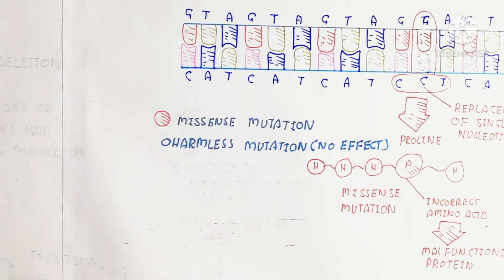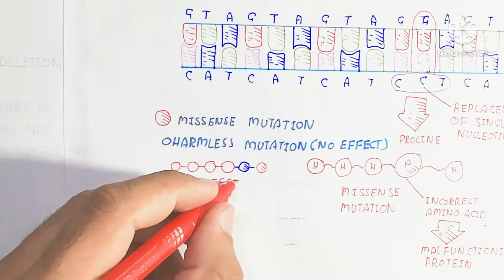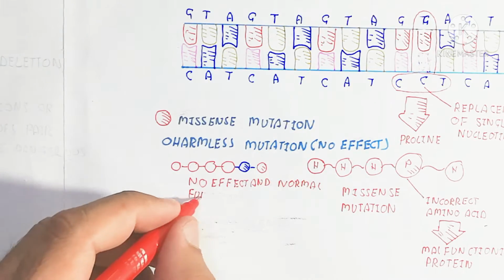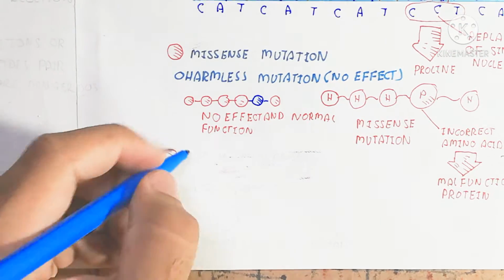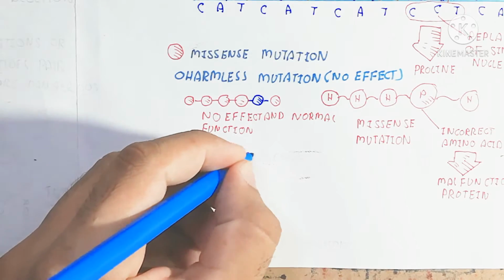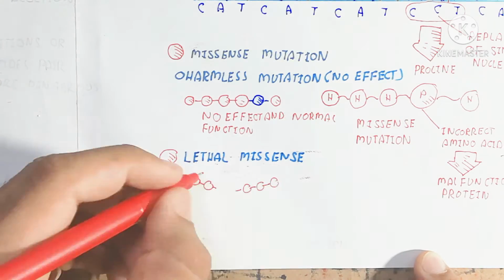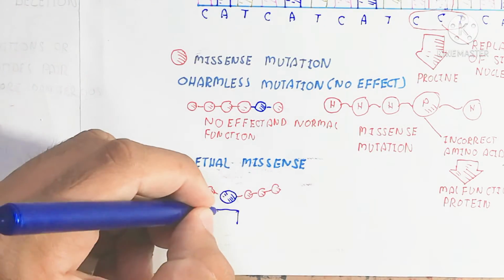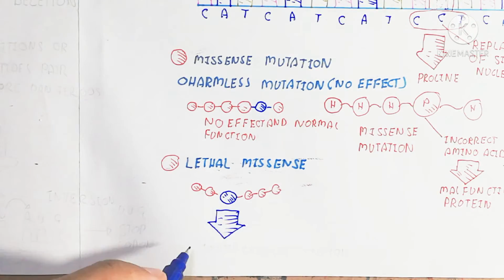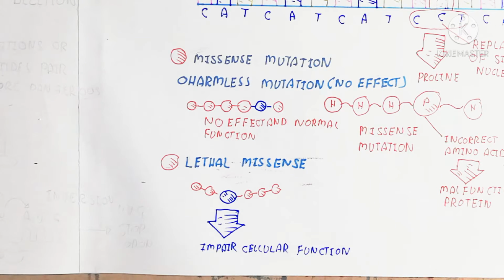It means there is no physiological effect. So the change of one amino acid has no effect and the protein functions normally, either in the cellular or in the structural sense, you can understand. A lethal missense mutation can impair cellular function. For example, the changing of one nucleotide in sickle cell anemia is due to this one. That is a lethal missense mutation because the hemoglobin trapping into the red blood cell is impaired. So that means impaired cellular function also.